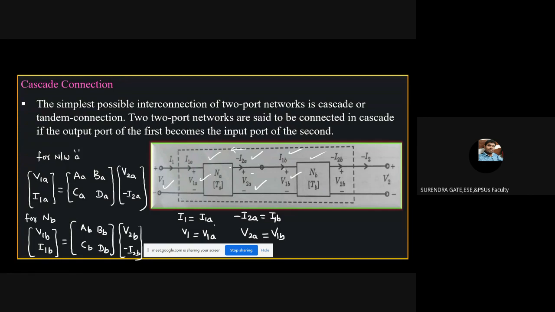I1 equal to I1A, V1 equal to V1A, and minus I2A equal to I1B. These two voltages are equal because of the series combination, so the currents are equal here. Whatever the output voltage is there, that voltage is applied here. Then what about this relation? Minus I2B equal to minus I2 means I2B equal to I2. Then V2B equal to V2. This is the voltage and current relations.